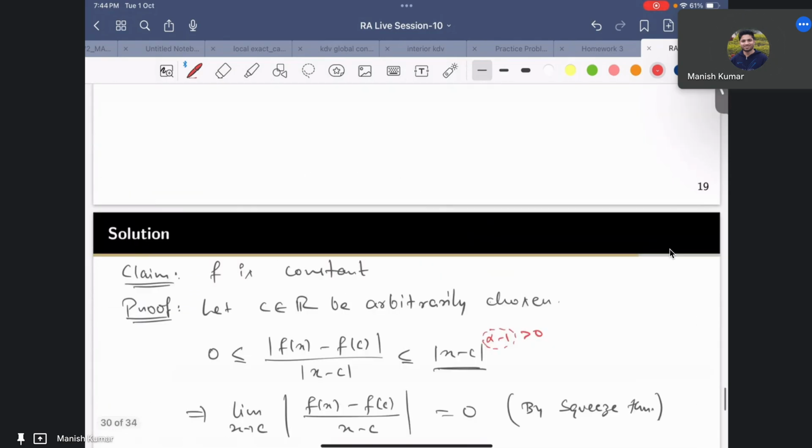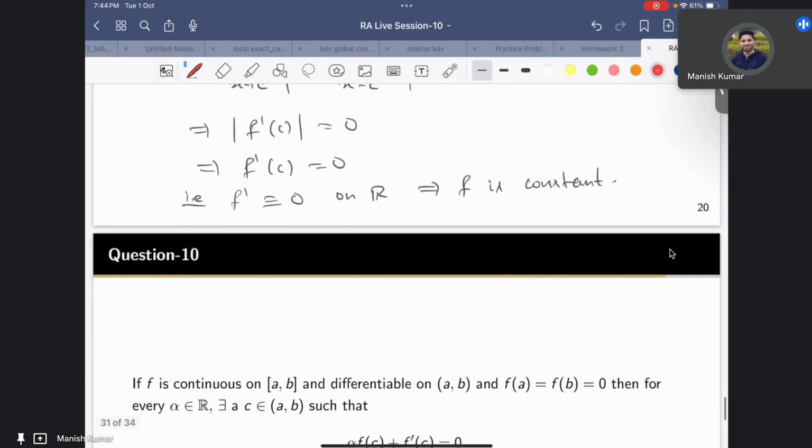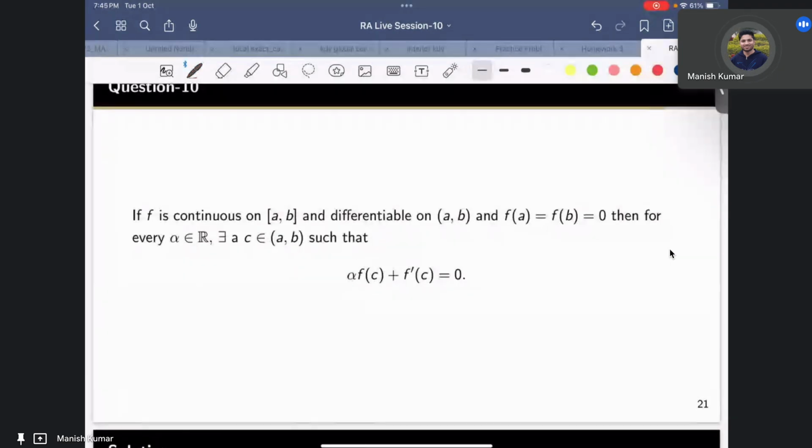Okay, so now let's come to this problem. Over here you have been given that f is continuous on [a, b], differentiable on the open interval (a, b), and you have f(a) = f(b) = 0. Now you have to prove that there exists a constant c such that alpha f(c) + f'(c) = 0. How do you solve this one? Any guesses?